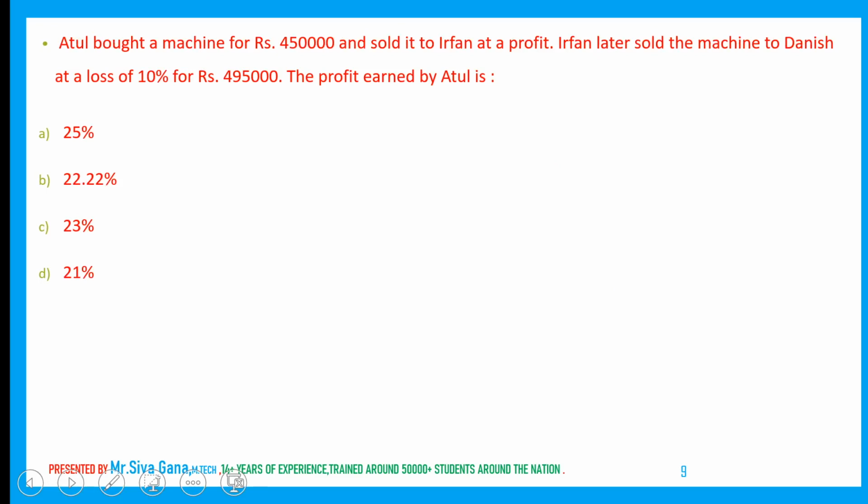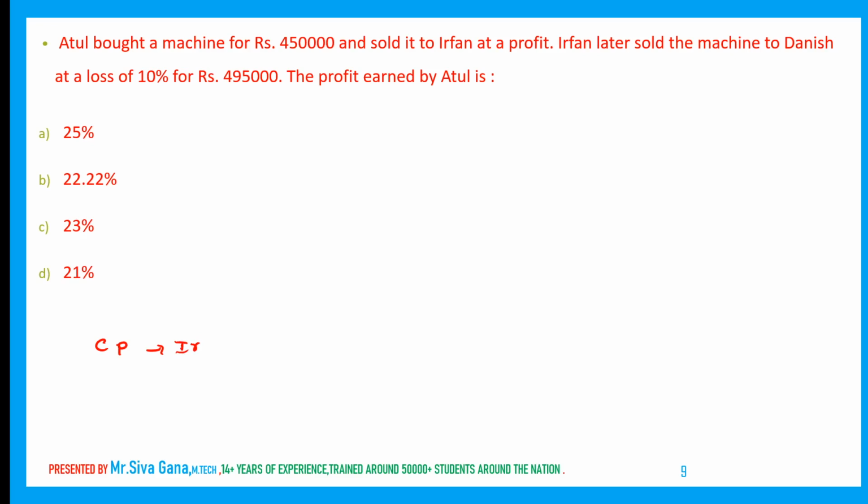Atul bought a machine which cost 4,50,000. Okay, so Atul bought a machine, and it is sold to Irfan at a profit. So sold to Irfan. Okay, cost price to Irfan.